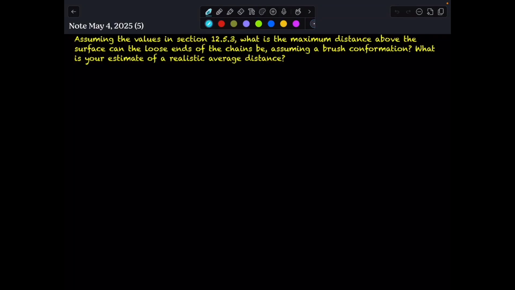Assuming the values in section 12.5.3, what is the maximum distance above the surface that the loose ends of the chains can be, assuming a brush conformation? What is your estimate of a realistic average distance?